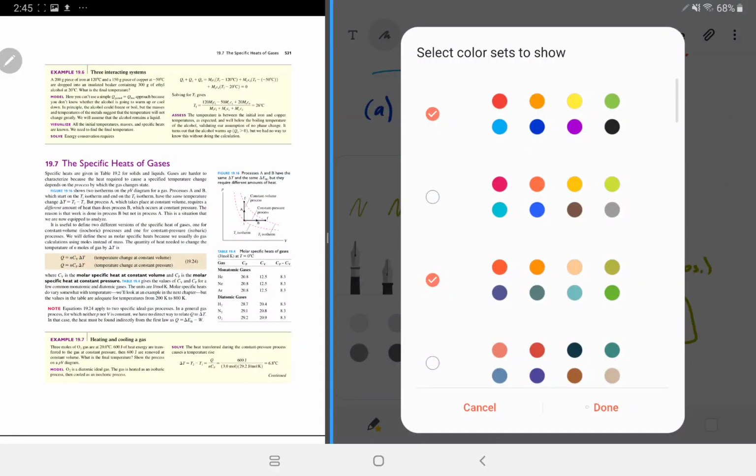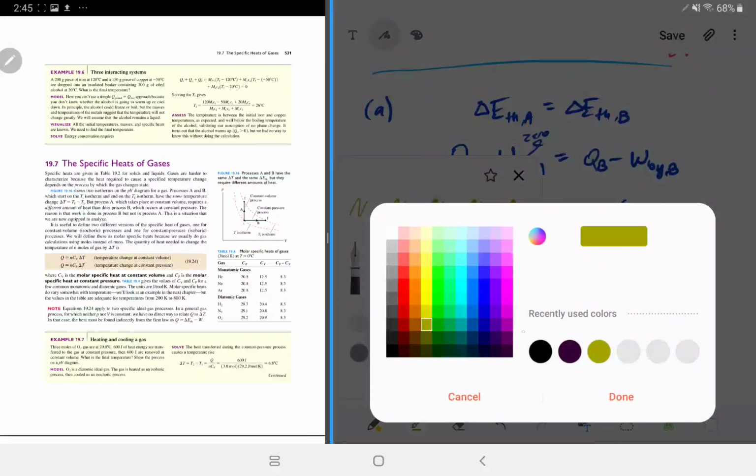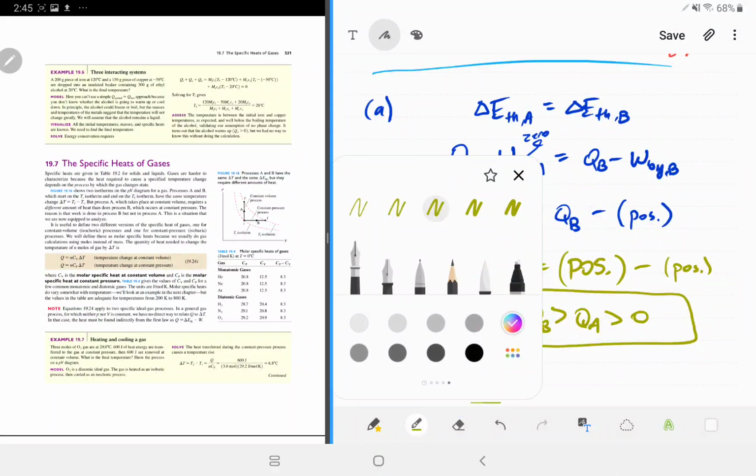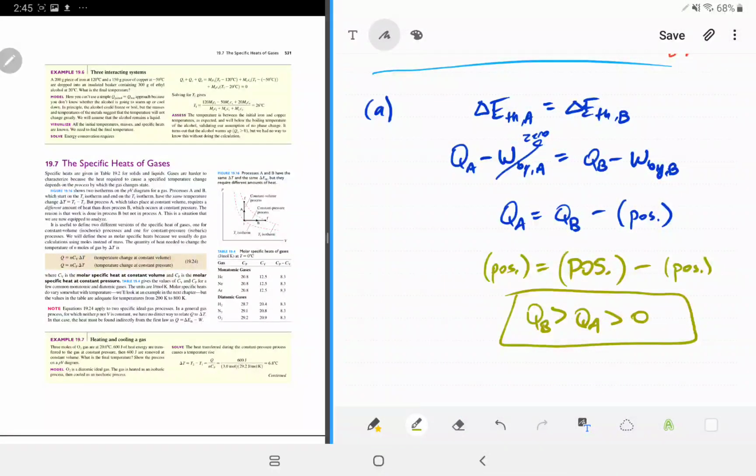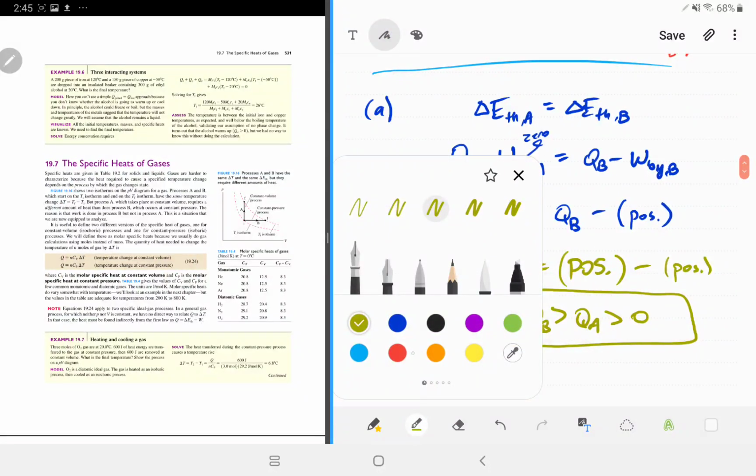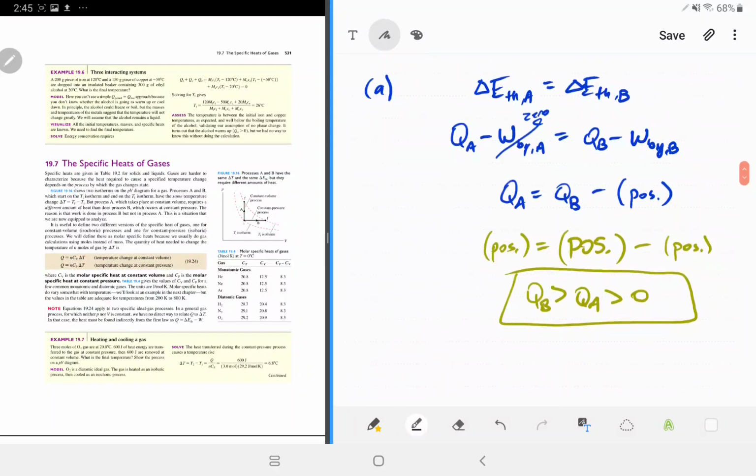These colors. It's driving me nuts. There we go. Sorry about that.